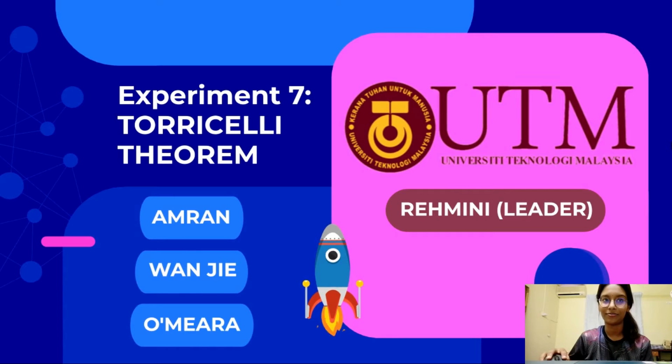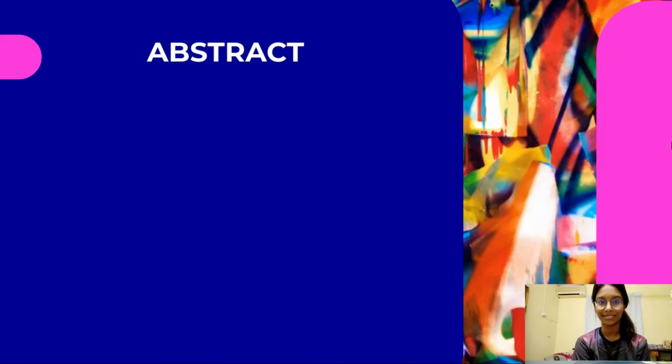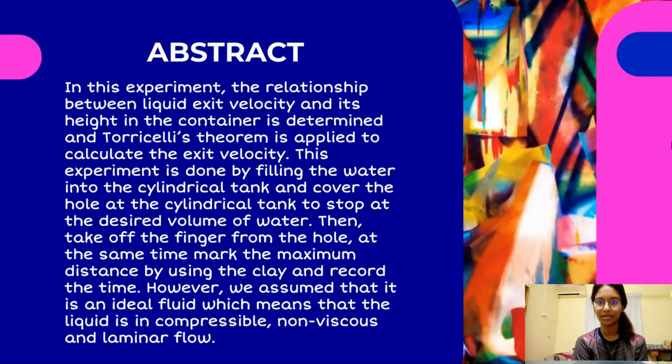So I will start off with the abstract. In this experiment, the relationship between liquid exit velocity and its height in the container is determined, and Torricelli's theorem is applied to calculate the exit velocity. This experiment is done by filling water into the cylindrical tank and covering the hole at the cylindrical tank to stop at the desired volume of water. Then, take off the finger from the hole. At the same time, mark the maximum distance by using the clay and record the time.